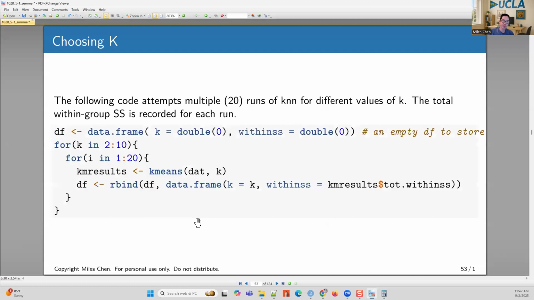So here I'm just demonstrating this with a double loop, and I'm going to run k-means clustering 20 times for different values of k. I'm going to try k equal to 2, k equal to 3, up to k equal to 10 on our data set. And for each of these, I'm going to look at the within sum of squares value here.